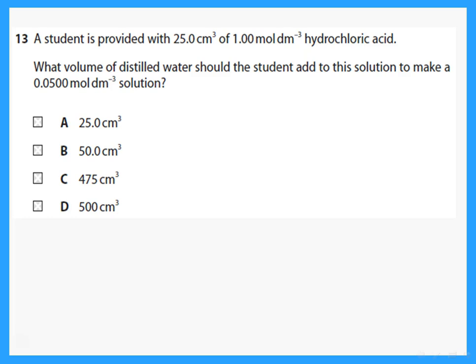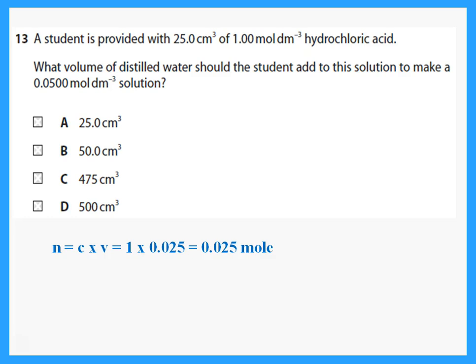A student is provided with this of hydrochloric acid. What volume of distilled water should the student add to this solution to make a 0.05 mole per decimeter cubed of solution? Remember that when we do this, we try to get first what is the number of moles that we have. So that is the concentration times volume. Again, remember the volume has to be in decimeter cubed. So if he gives it in centimeter cubed, I divide by 1,000.